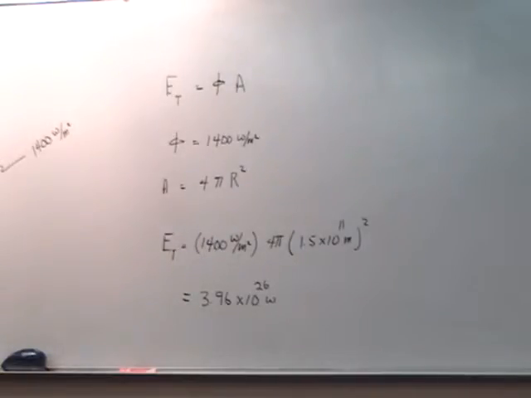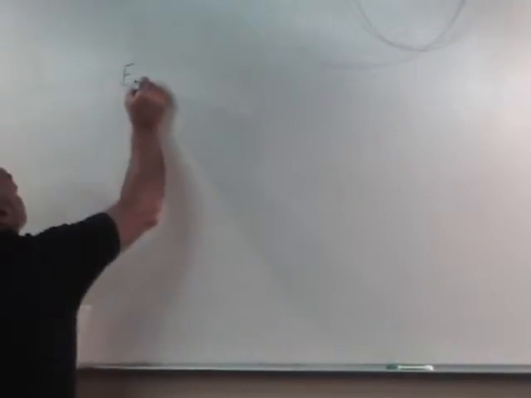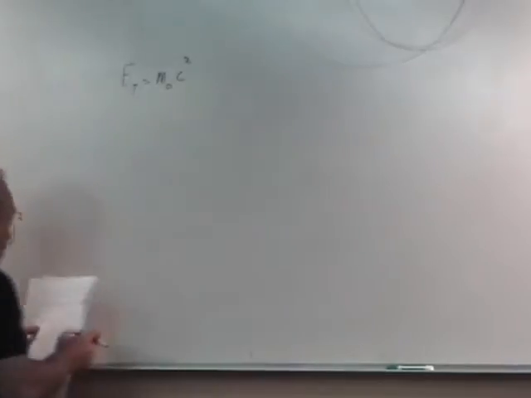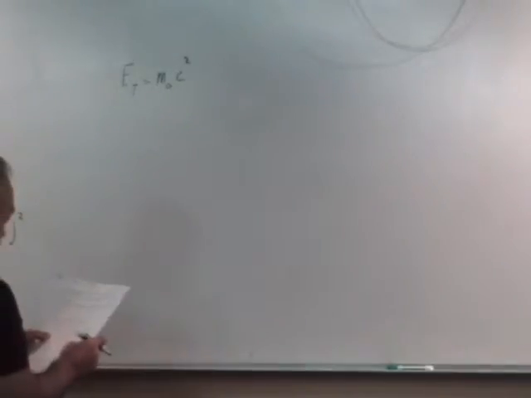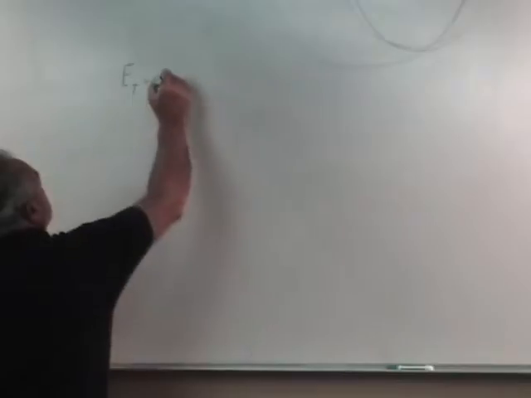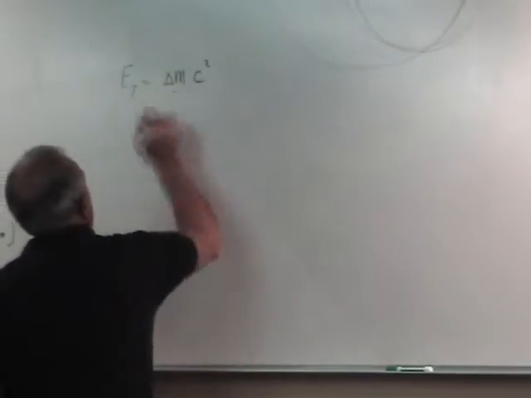Okay, good. Well, ladies and gentlemen, the energy comes from the loss in mass. So E total is going to be m naught c squared. That's all we have to do. So, in fact, on my paper I wrote it as delta m, since it was a loss. So why don't we do it the same way here? Delta m c squared. So that's the mass that's lost.